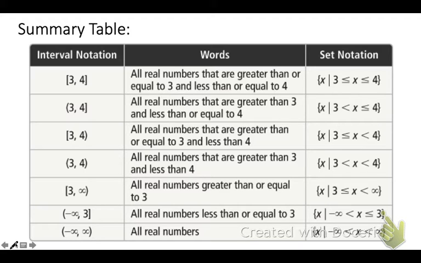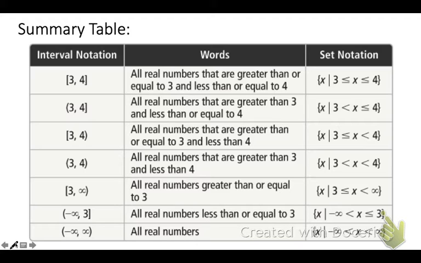So 3 is your smallest, yes? Yes. 4 is your largest. Yes. And it's equal to, so we put brackets for interval. Okay? So for set, x such that 3 is your smallest, 4 is your biggest, and you just put your inequalities in there. Make sense?